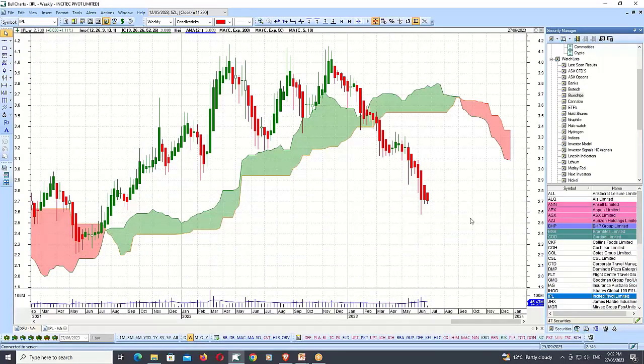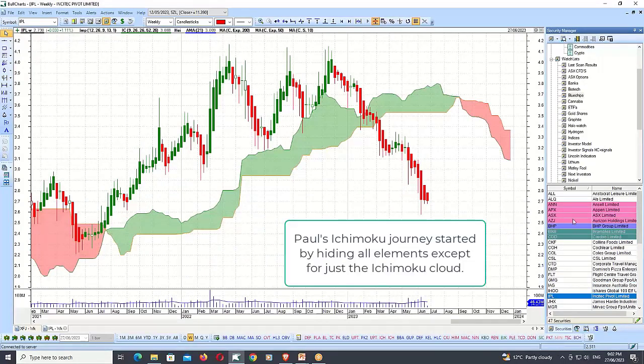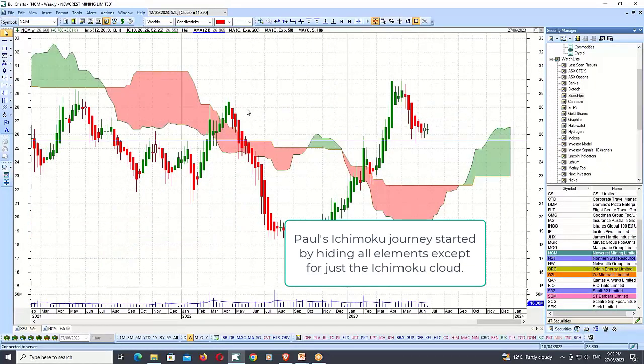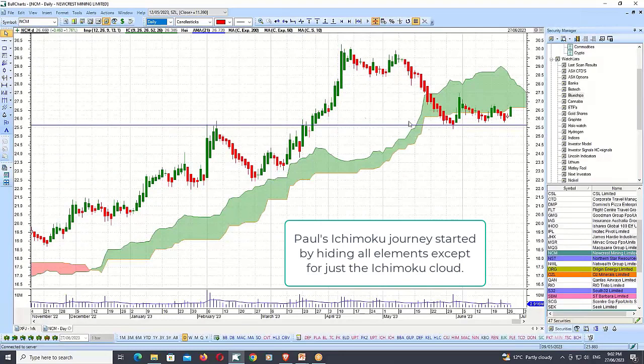This is where I started. I just started with the cloud and nothing else, many years ago. But that's where I started. Same thing. I turned off some of the elements so I could see what was happening, and then I started adding elements as I got interested in a stock, like this one. There's a support there. It's a weekly. We'll have a look at the daily and then see how it goes.